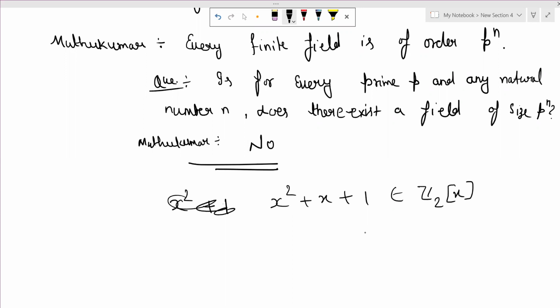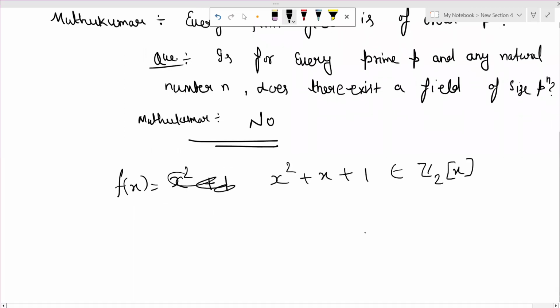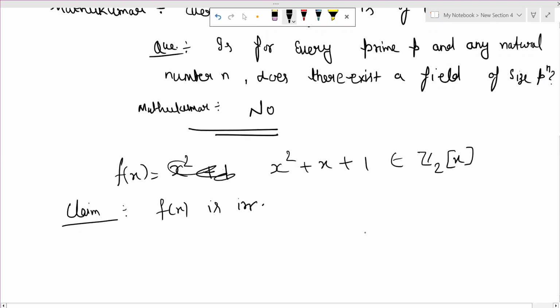Okay, I give you a field of size 4. I am giving you a field of size 4 because you told that this statement is not correct. You cannot give a field of size 4. So take this polynomial f(x) in Z2[x] and claim f(x) is irreducible. How will you say this is irreducible?